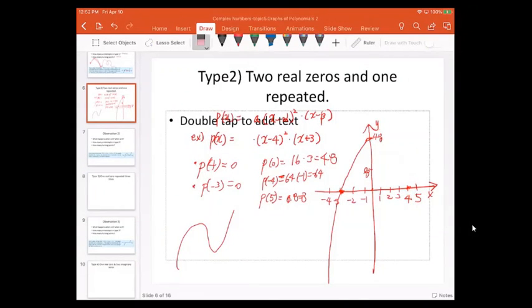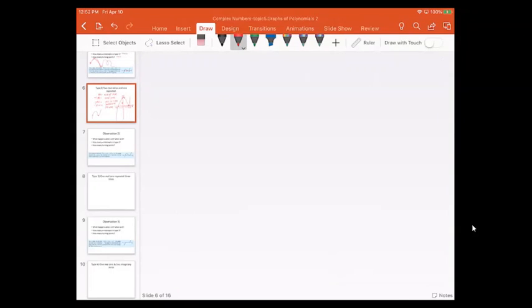Sorry. This is the case when you have 1 repeated zero, right? So it seems like 4 is your repeated zero. So you're only going to hit here and then go up again. So it has exactly 2 zeros right here. Your minimum point on this positive side is going to be 4 and 0. All right, so that's what it's going to look like.